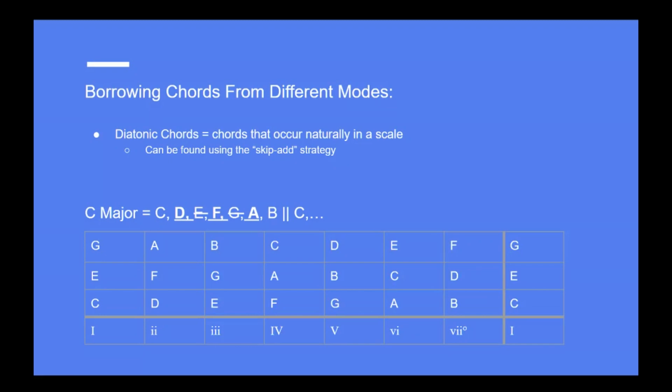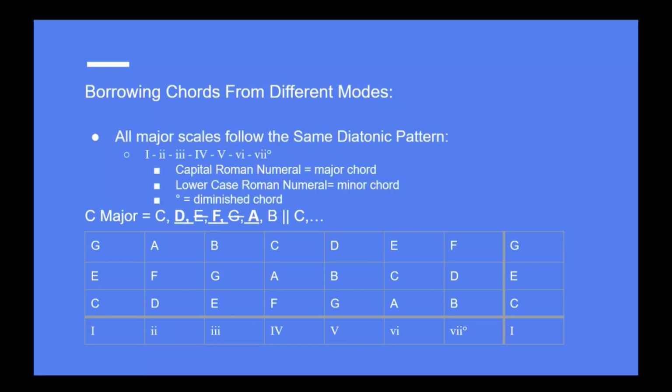Since this pattern is used for every single scale, and since every mode uses a specific pattern of intervals to become that mode, it means that every type of mode has its own specific order of diatonic chords. For example, all major scales follow the diatonic chord pattern of major 1, minor 2, minor 3, major 4, major 5, minor 6, and diminished 7.